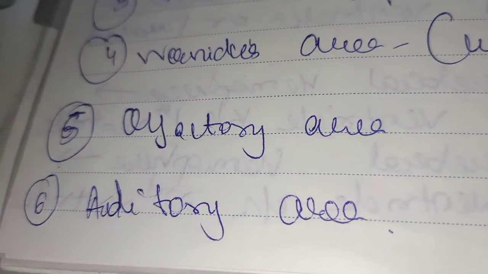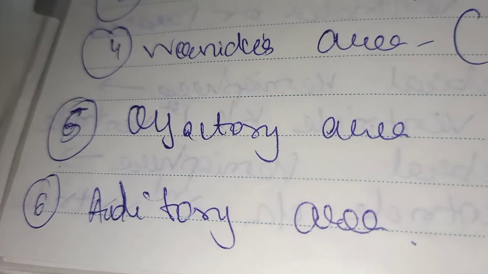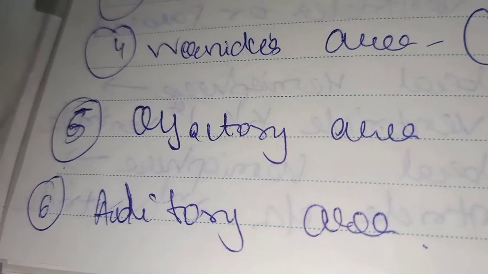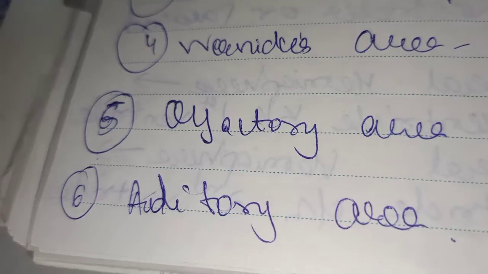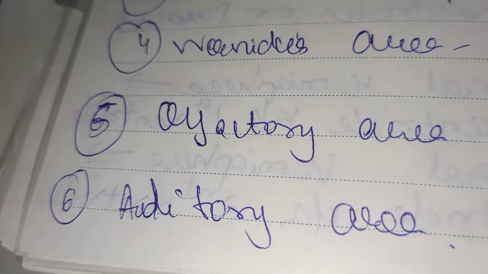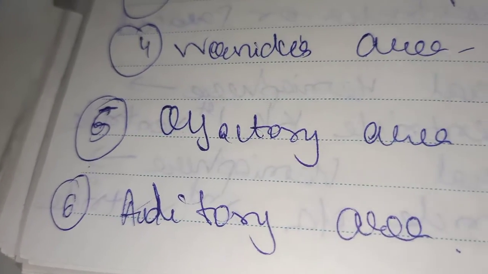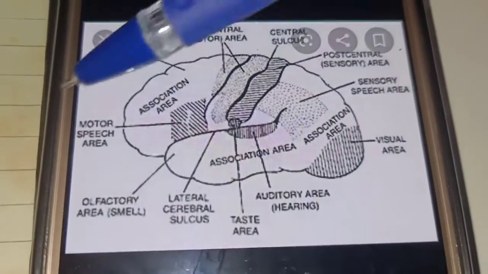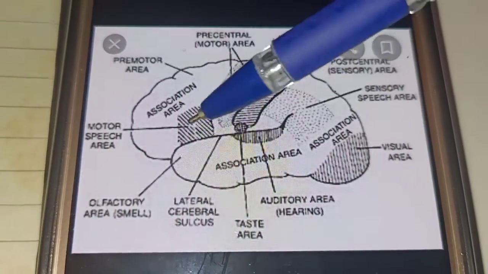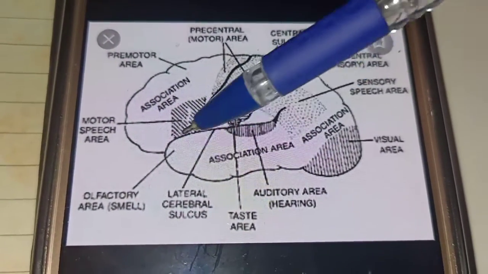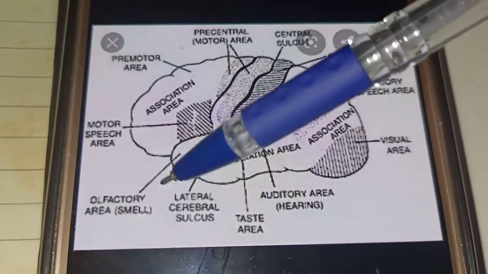Okay, so there is the presence of the olfactory area, which is for olfaction. Okay, so that is related to smell. You can see here, this is the olfactory area near the temporal lobe. Okay, so this is the olfactory area.